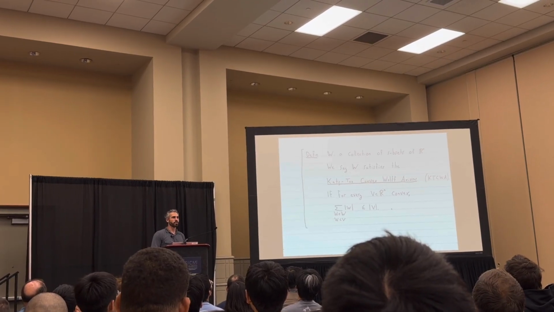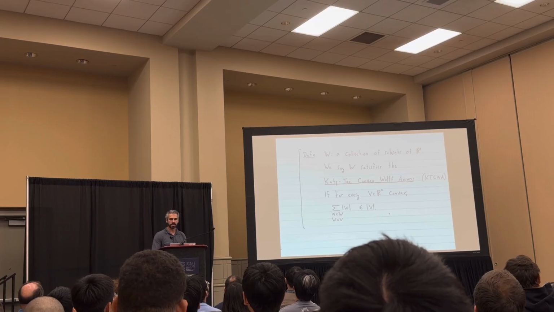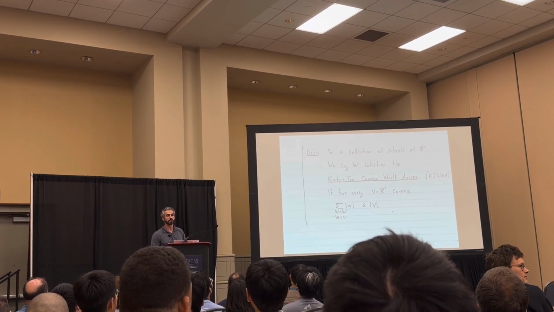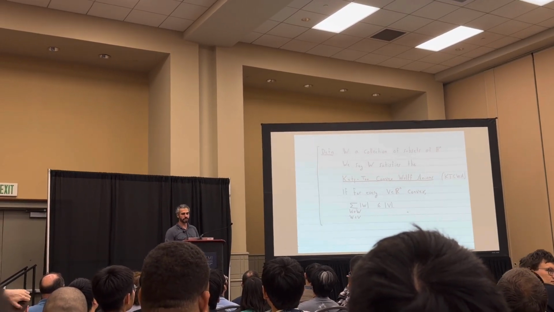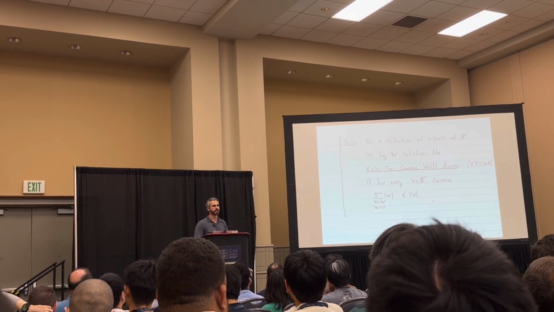And one possible condition that you could impose is something that Hong and I call the Katz-Tao convex Wolff axiom. So I'm defining that for you now. So if I have a collection of sets in R^n, you could think of them as being convex, but the definition makes sense in either case.